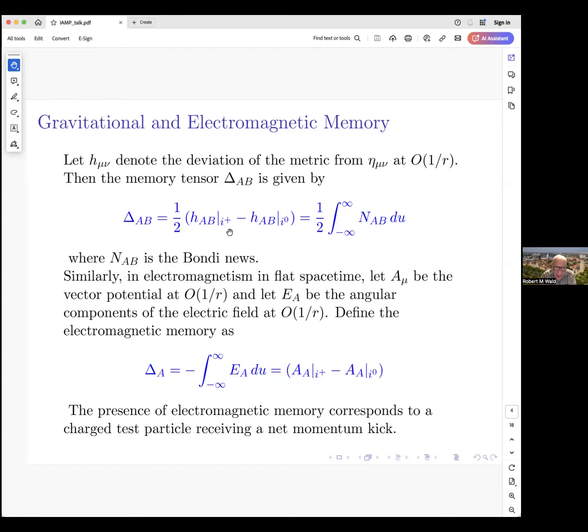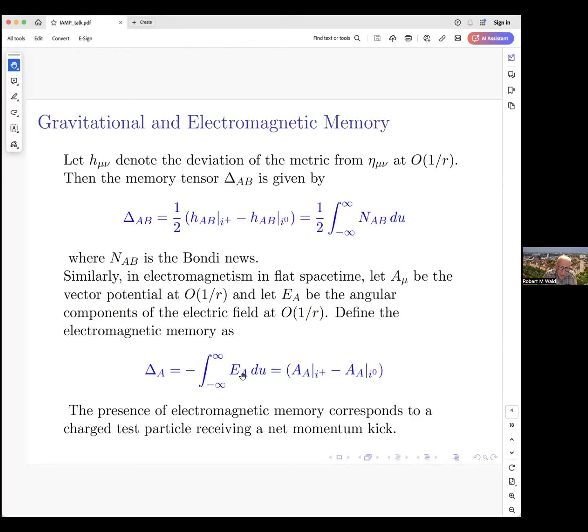And then in analogy to the formulas I have here, the electromagnetic memory would just represent the difference of the angular components of the vector potential at late and early retarded times, which is also equal to the integral of the electric field. And from this formula, you can see that if you have electromagnetic memory, which generically you will in any radiative process, well, this will correspond to, if you had a charged test particle, it would pick up a net momentum kick from the wave that passes by.